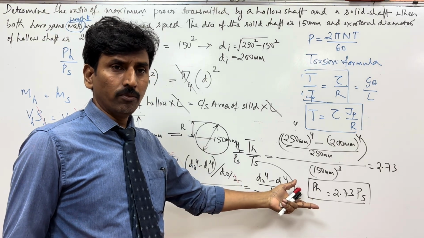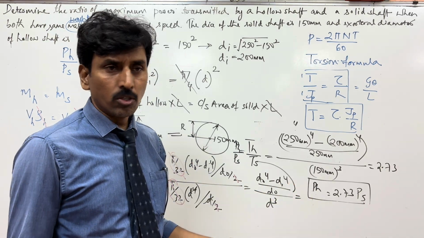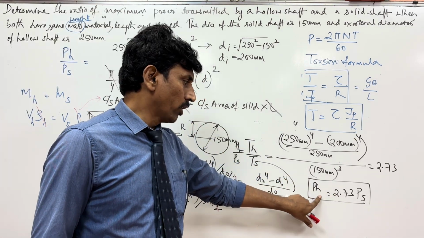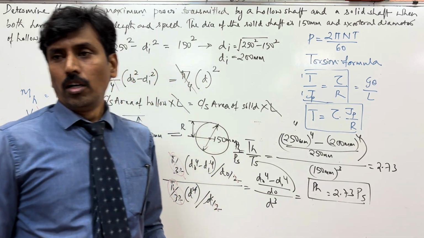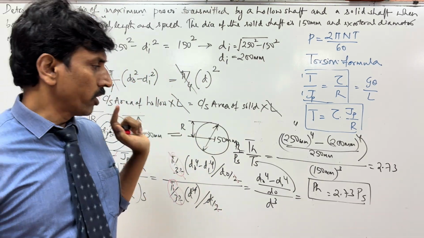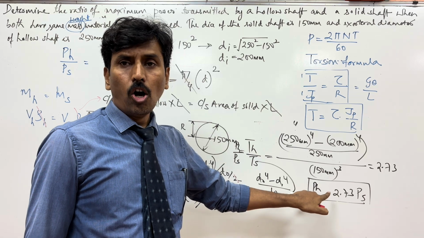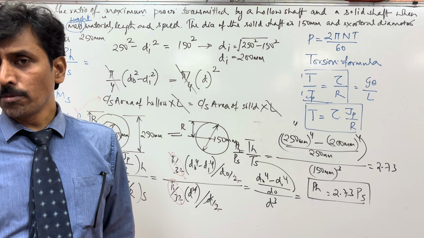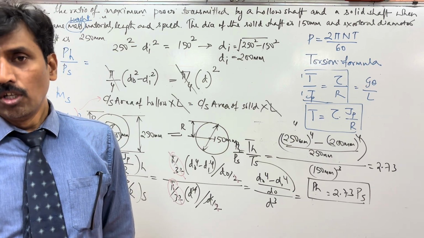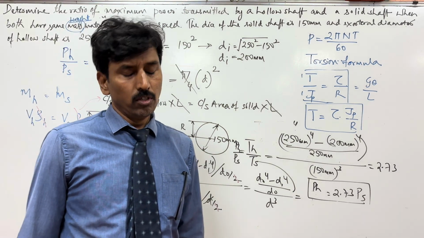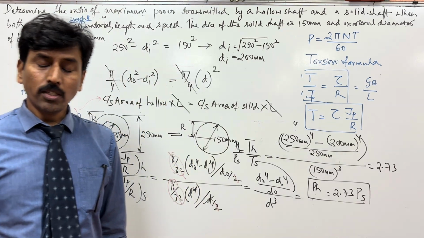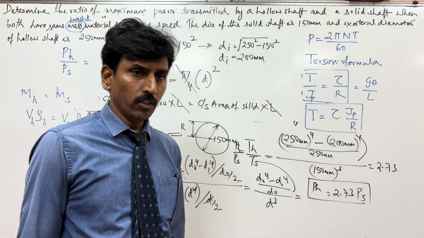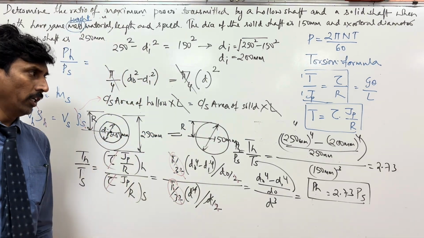Now what is the ratio of power? You need to know the dimensions of the solid and hollow shaft, only then you can say this. So you can write a comment below: for the above dimensions, a hollow shaft can transmit what? 2.73 times of what? Power. 2.73 times the power compared to a solid shaft.